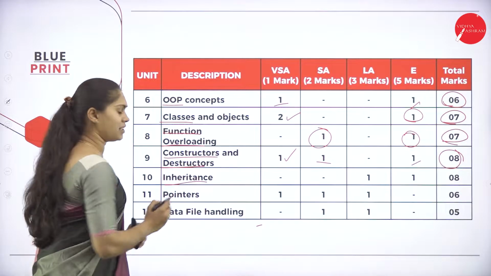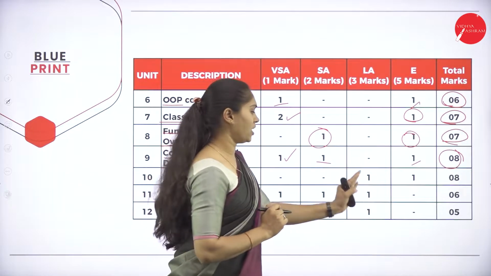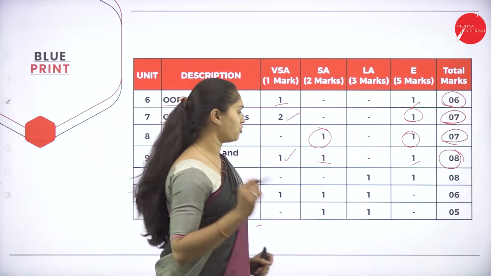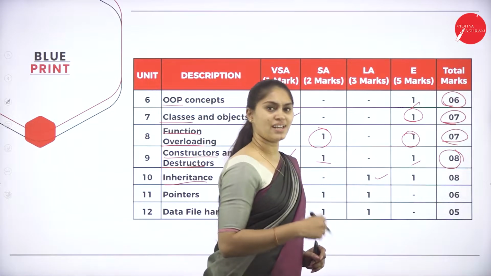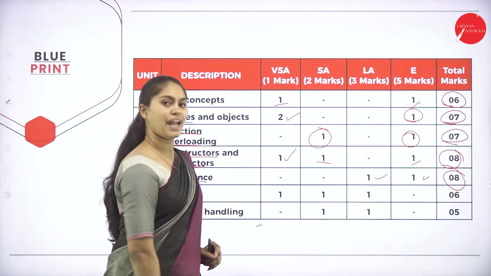Then chapter number 10, that is inheritance. In that you need to concentrate only on 3 and 5 mark questions. So 1 question for 3 marks will be there and then 1 question for 5 marks will be there. Totally 2 questions, that is for 8 marks.